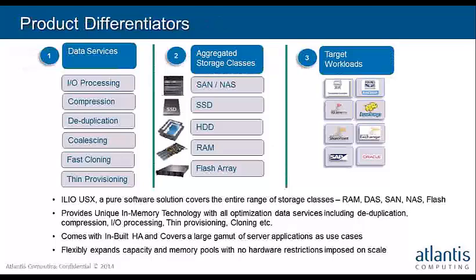So in short, ILIO USX is a pure software solution. It covers the entire gamut of storage classes that includes RAM, DAS, SAN, NAS, and flash. USX also provides unique in-memory technology which optimizes data services such as deduplication and compression, like I mentioned before. The product comes with inbuilt HA, which can be extended across the architecture. And there's a large gamut of server applications that we are covering as use cases. Right now, this does not include VDI.